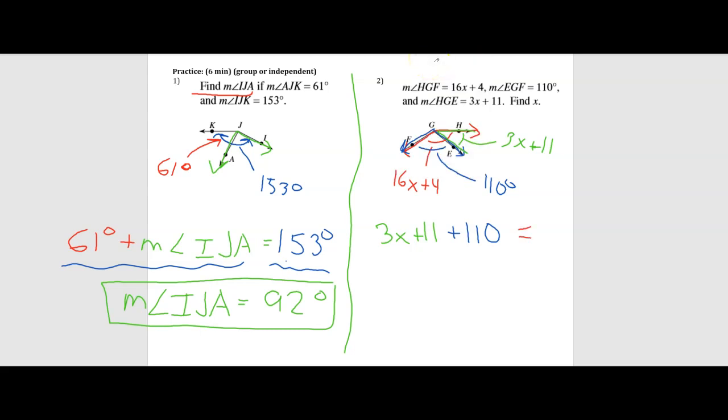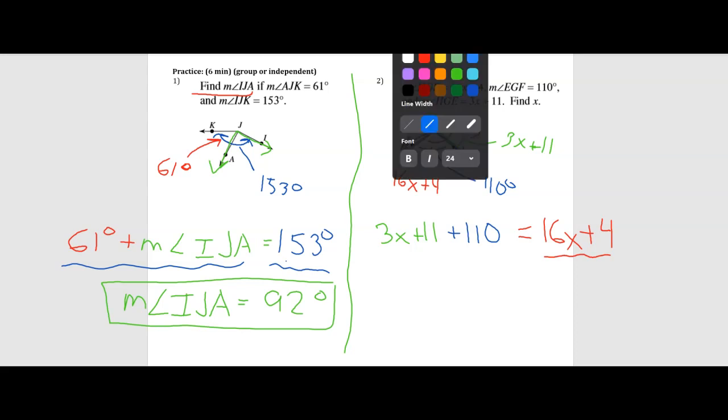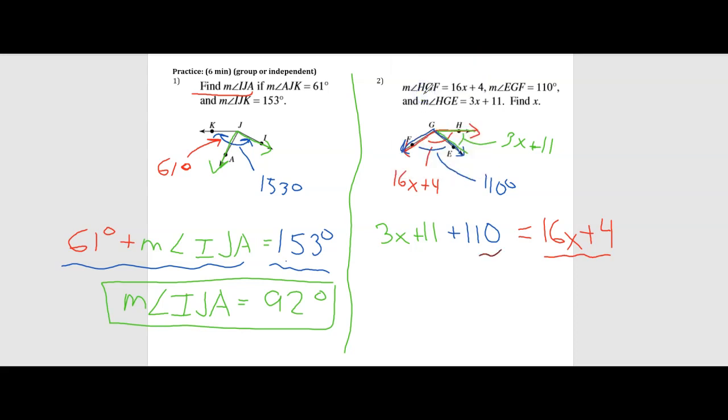That's going to be equal to 16x plus 4. So again, large angle in red is equal to the two smaller angles in blue and green. All right, let's go ahead and solve. I'm going to add the 11 and the 110 to give me 3x plus 121.